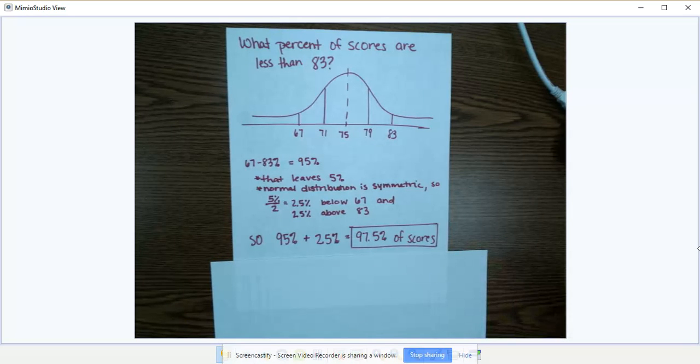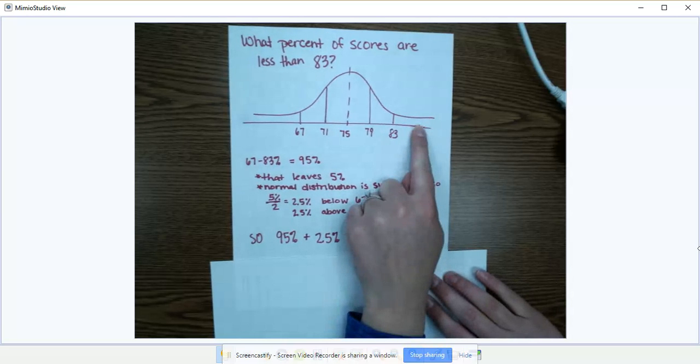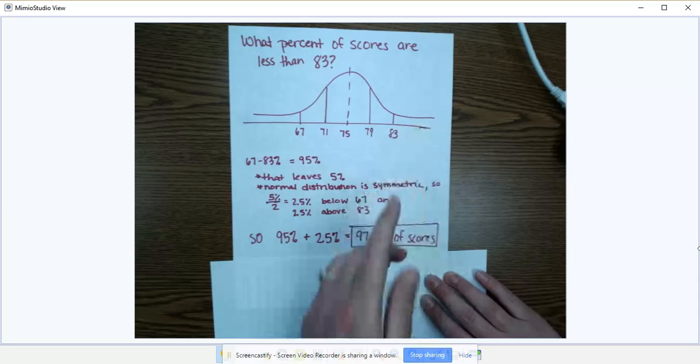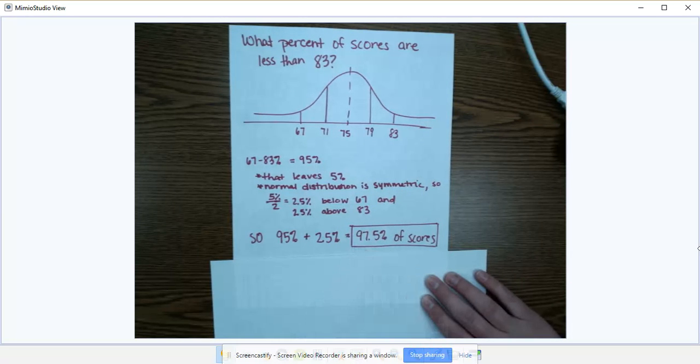You could also know that there's 100% of data values underneath this curve. And if you know that there's just 2.5% above 83, you could take 100 minus 2.5 and also get 97.5.